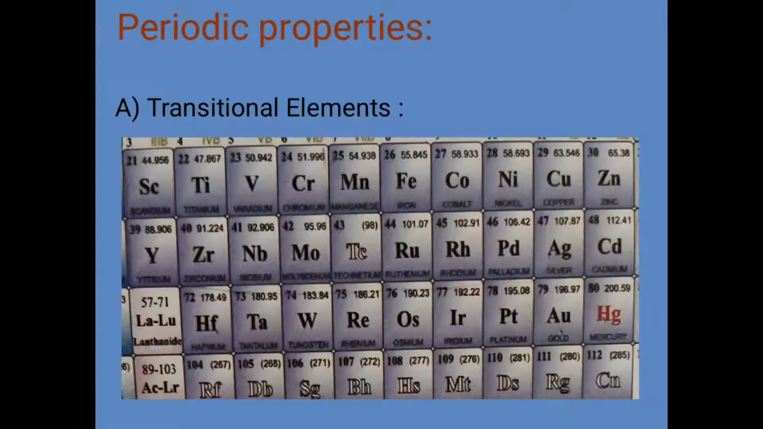First transition series has 10 elements, that is Sc to Zn, and in this series there is electron filling of the 3d shell.